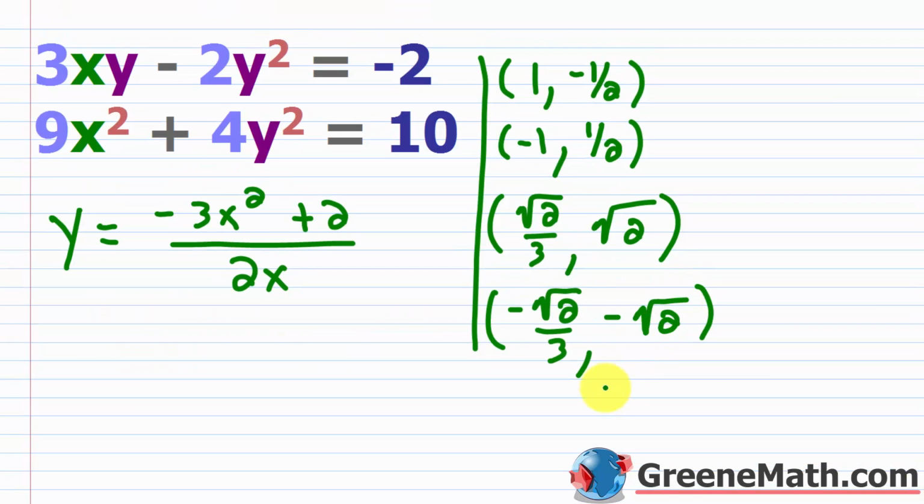Again, I've already checked this. When you're working these, you got to make sure you check them. I know it's really, really tedious. It takes a lot of work to check them, but you could report a wrong answer if you don't. So here we get 1 comma negative 1/2, negative 1 comma 1/2, square root of 2 over 3 comma square root of 2, and then negative square root of 2 over 3 comma negative square root of 2.